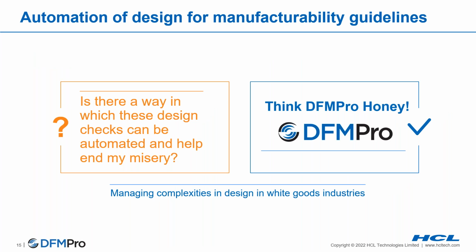So let's see automation of design for manufacturability guidelines. What is the solution to these issues? Many organizations are focused on reducing ECO and ECR, and they frequently ask the question: is there any way to automate the process and provide early design assistance? The answer is yes. DFMPro will help you.